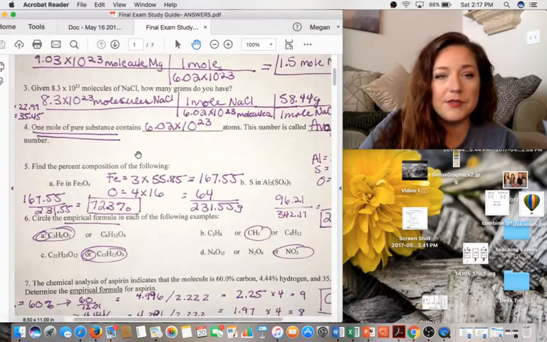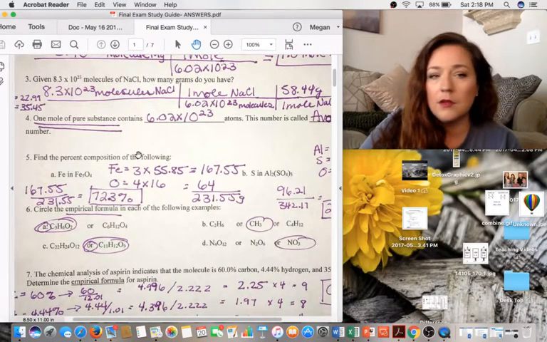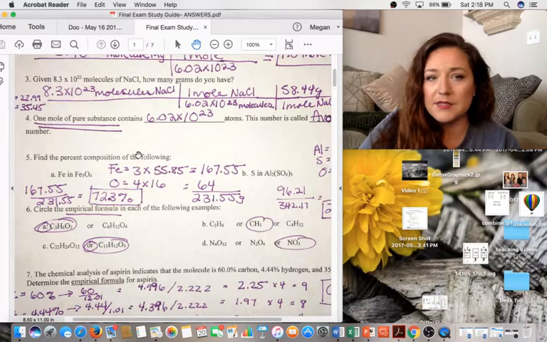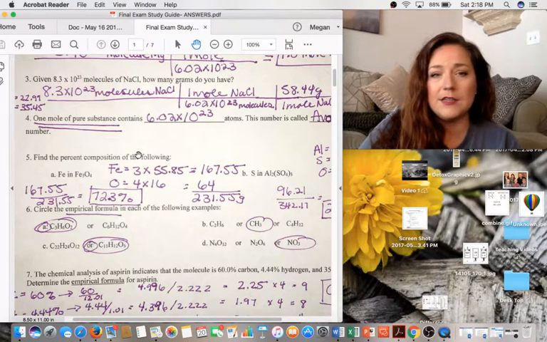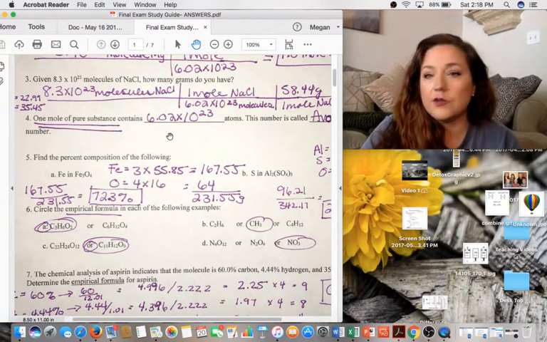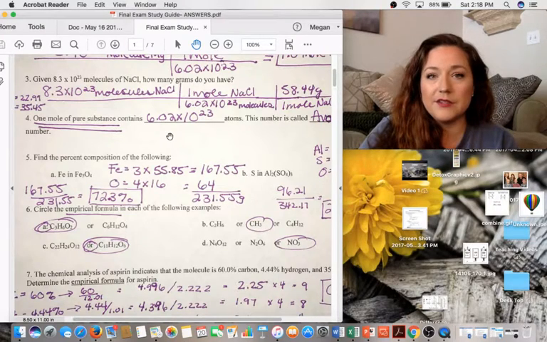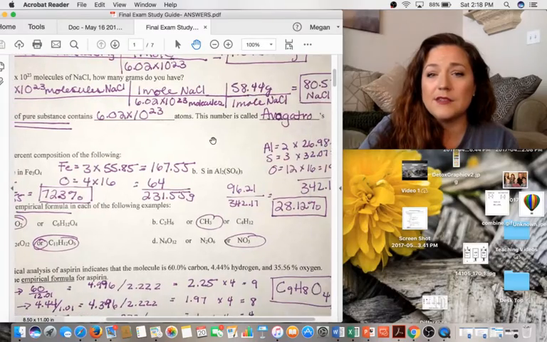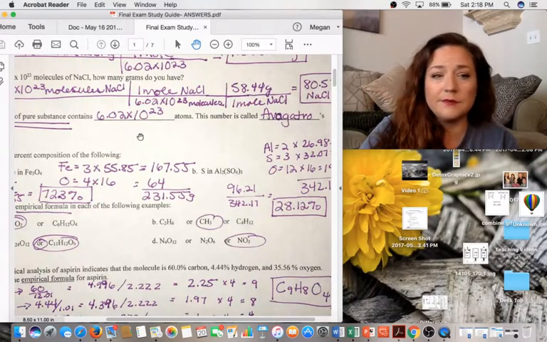All right, so on number 4, 1 mole of pure substance, any pure substance, if it's just hydrogen, if it's just H2O, if it is sodium chloride, salt, whatever that is, it is always going to be 6.02 times 10 to the 23rd of those atoms. And this is called Avogadro's number.